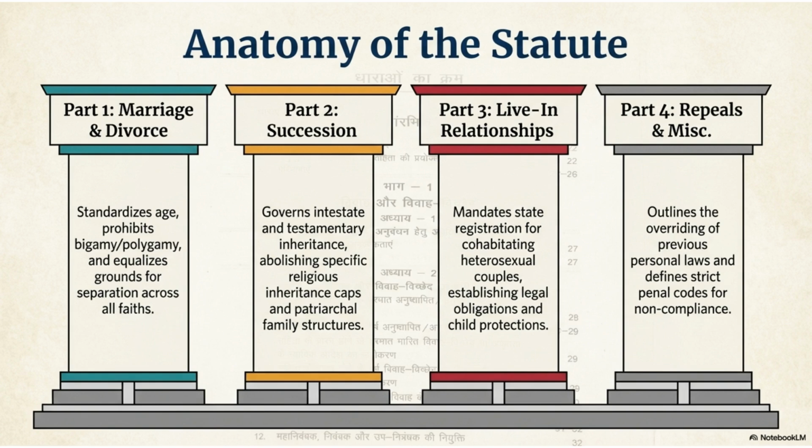The UCC statute is structured into 4 parts. Part 1 covers marriage and divorce, establishing standards across all faiths. Part 2 addresses succession. Part 3 mandates registration for live-in relationships. And Part 4 deals with repeals and miscellaneous provisions.